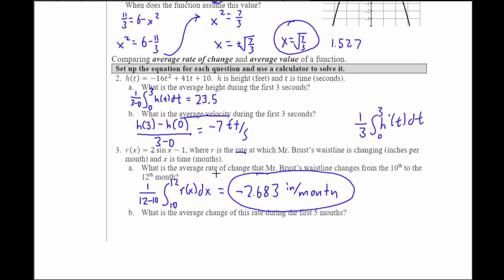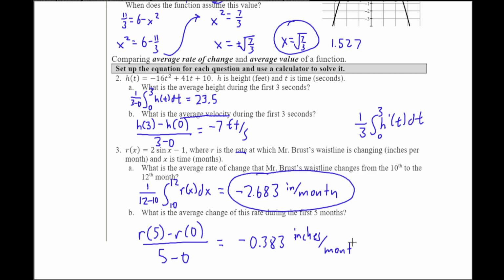Again, you have to be careful with what the question states and what they're asking. So what's the average change of this rate? Then this is where you use your typical average rate of change f of b minus f of a because they want the average change of this rate. Whereas in part A, they just wanted the average rate, which it already is. So this is going to be r of 5 minus r of 0 over 5 minus 0. You do that on the calculator, you end up getting about negative 0.383 inches per month squared.